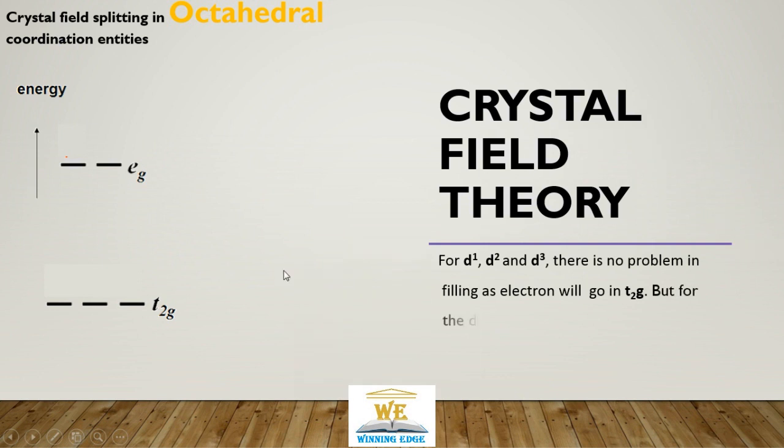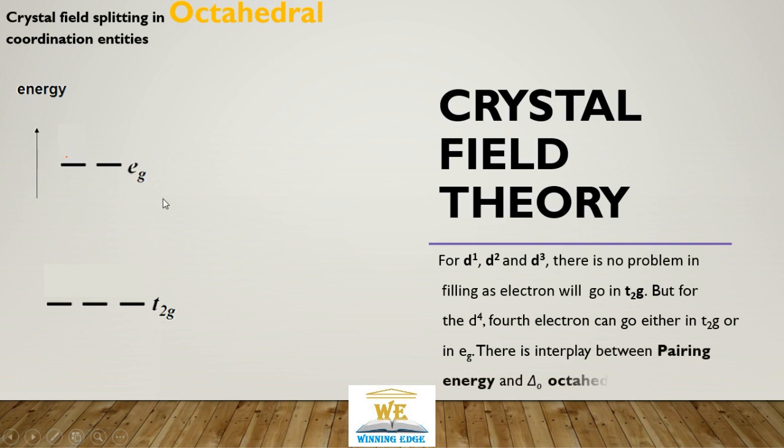So Eg and T2g, these are the two split energy levels of the octahedral complex, or metal atom of an octahedral complex. For d1, d2 and d3, there is no problem in the filling of electrons, as they all will go to the T2g level only.